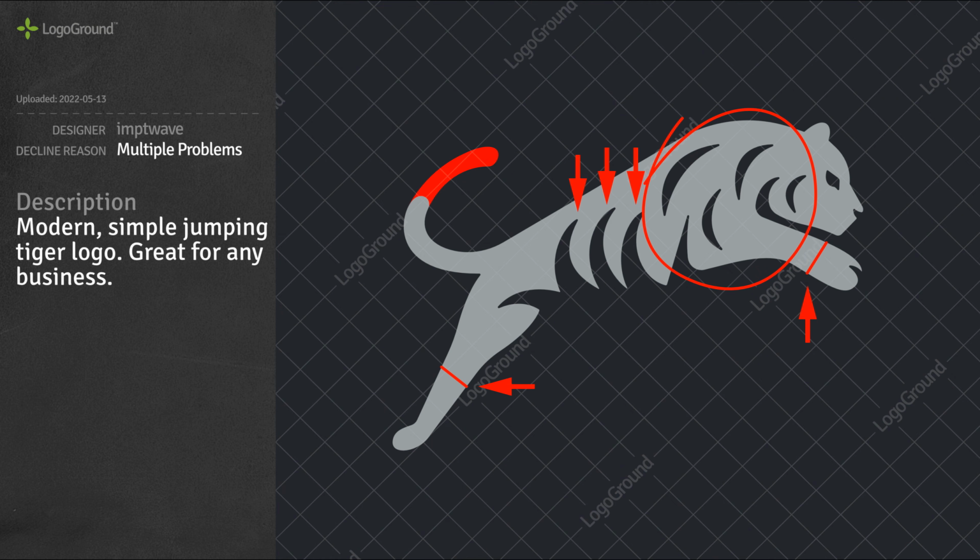Another issue with this logo is the description. It reads, "Modern, simple jumping tiger logo, great for any business." Really? Any business? The problem with that is that it is not true. I might have a business with a name like Jumping Rabbit Enterprises, and I'm sorry, but no, this logo would not be a great logo for that business. It is tempting to add a note like that to your descriptions, to say that it is a great logo for any business, or to say that it will work well as a social media icon and so on. But don't. Only add information that is absolutely true for this particular logo.